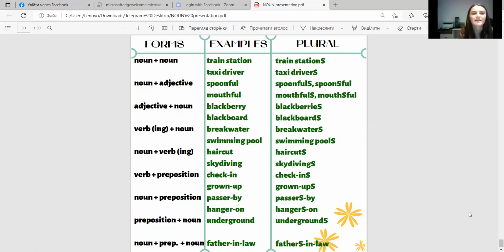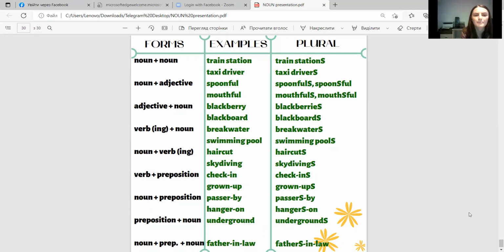Then verb with ending ing plus noun, breakwater, break is a verb, or swimming, for example, and then noun, swimming pool. Breakwaters, swimming pools, again, you just put this ending s at the end. Then noun plus verb with ing. It's possible. Haircut, стрижка, skydiving. Again, s is at the end.